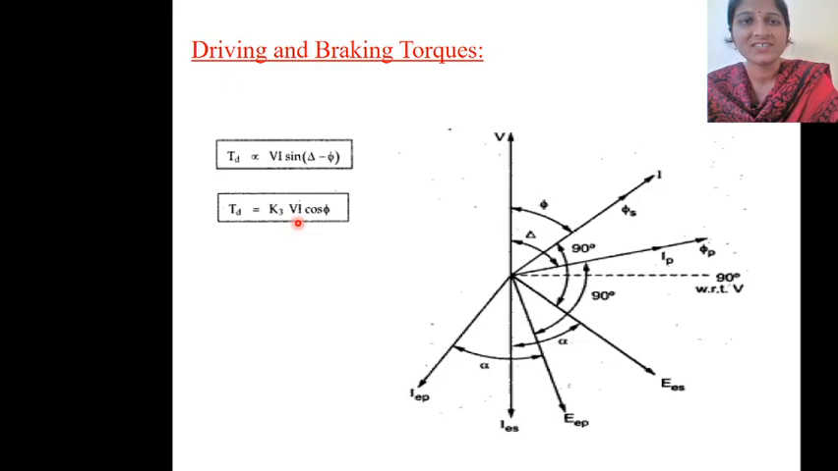So that is the driving torque. Next, coming to the braking torque, a braking magnet will be used whenever you need to control the speed.